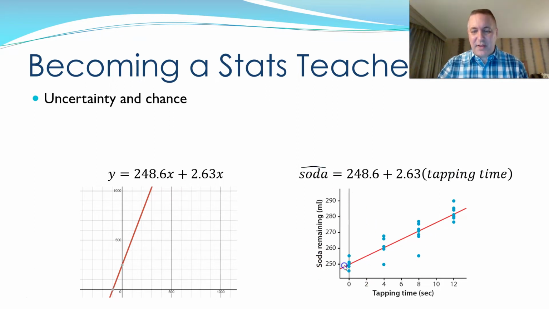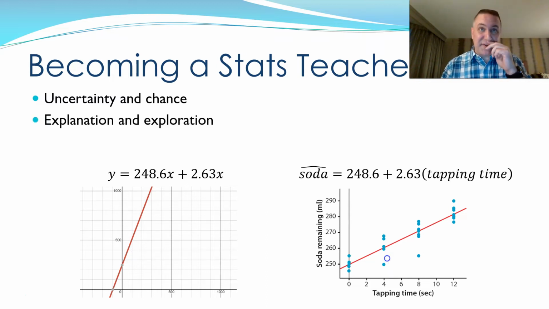And when you look at the graph, I still see the graph of the function. That's what we would call the mathematical model. But I also see individual data values. Those are the individual points in the scatter plot. And you'll notice that in this case, the soda remaining, that would be the y variable, does vary. Even for the same amount of time tapping in seconds, the soda remaining does vary. For 4 seconds there's variation, uncertainty. And statistics very much reasons in the face of uncertainty and chance.